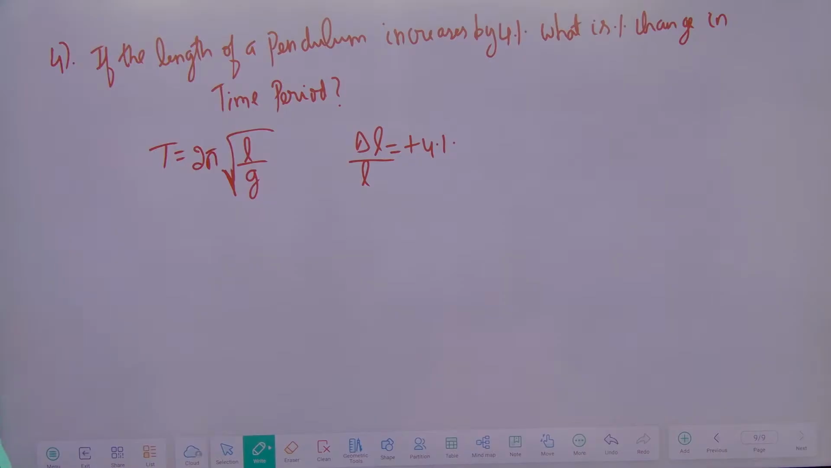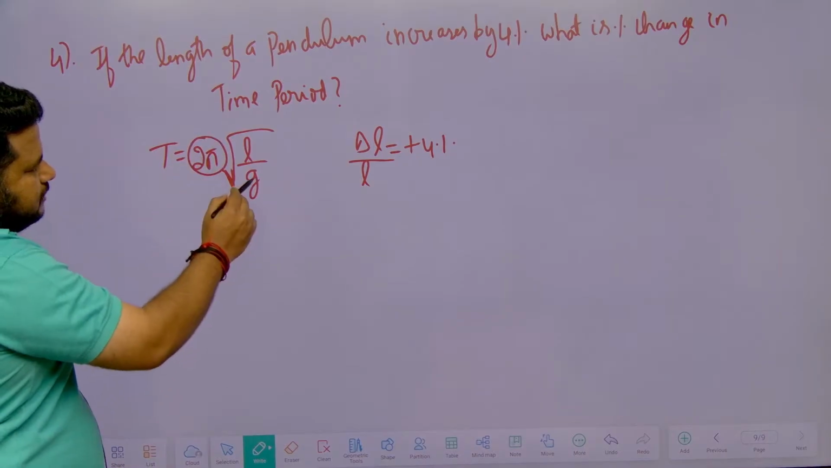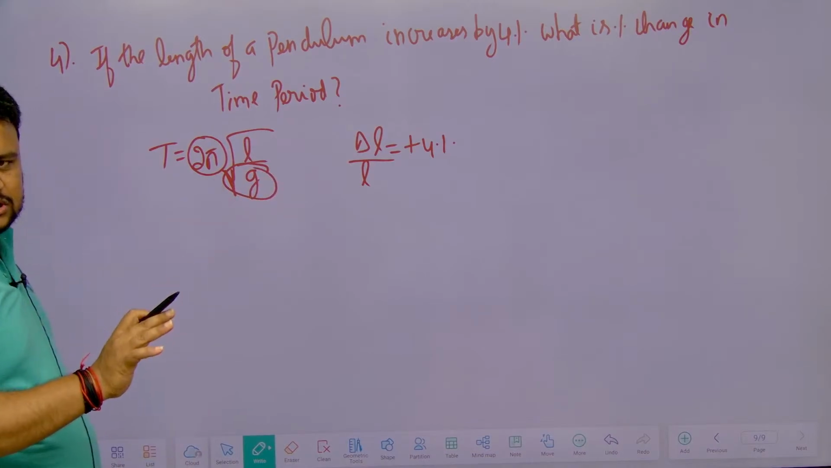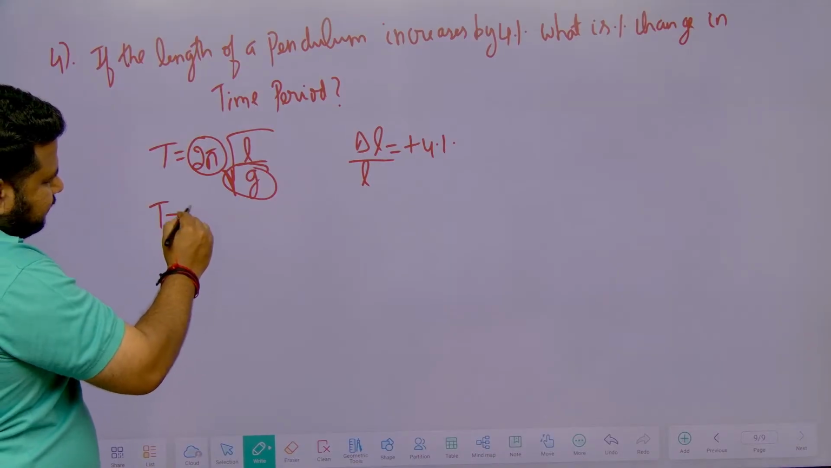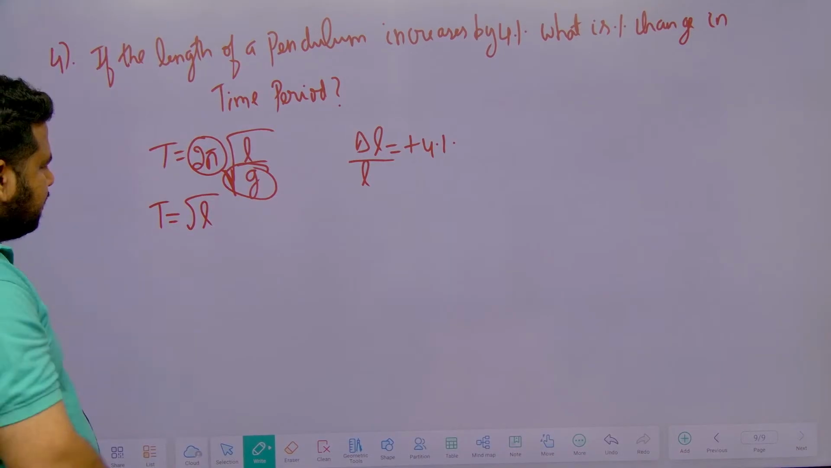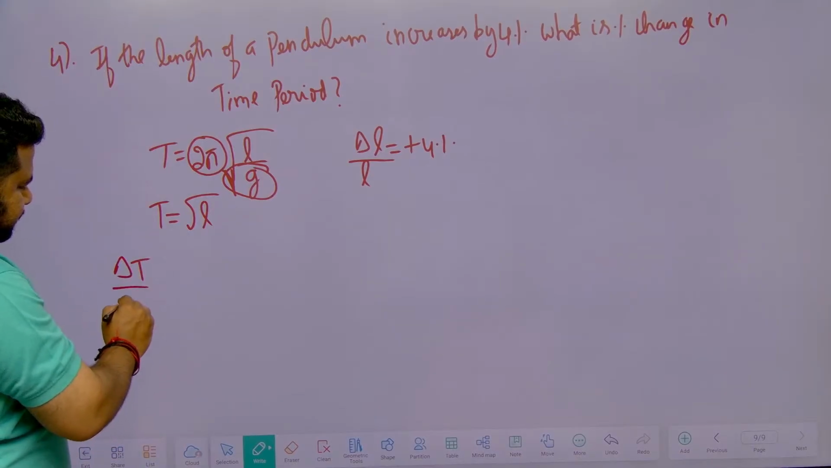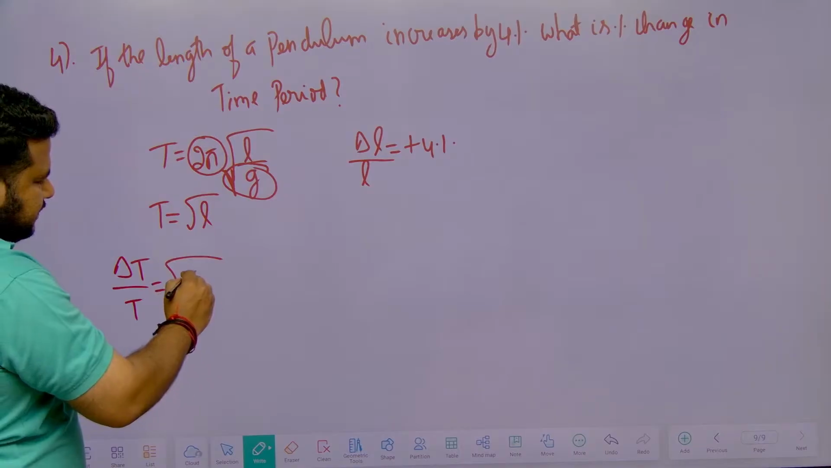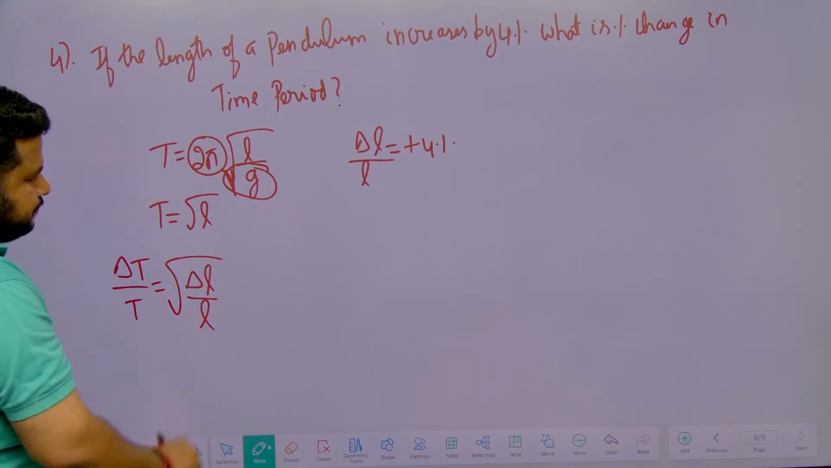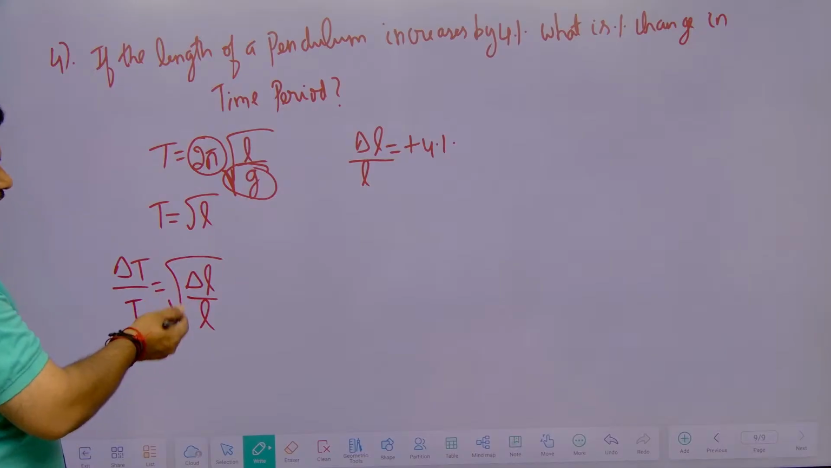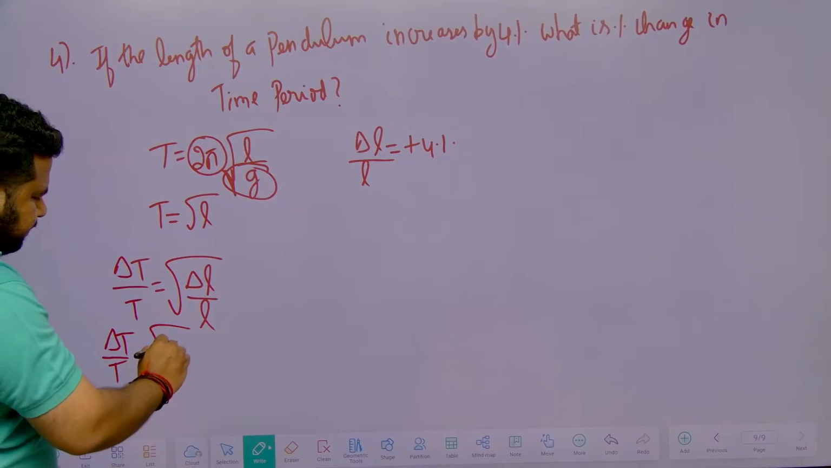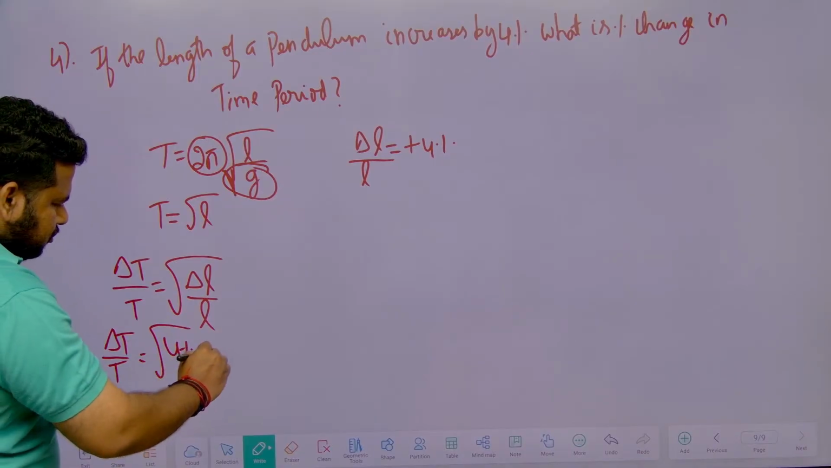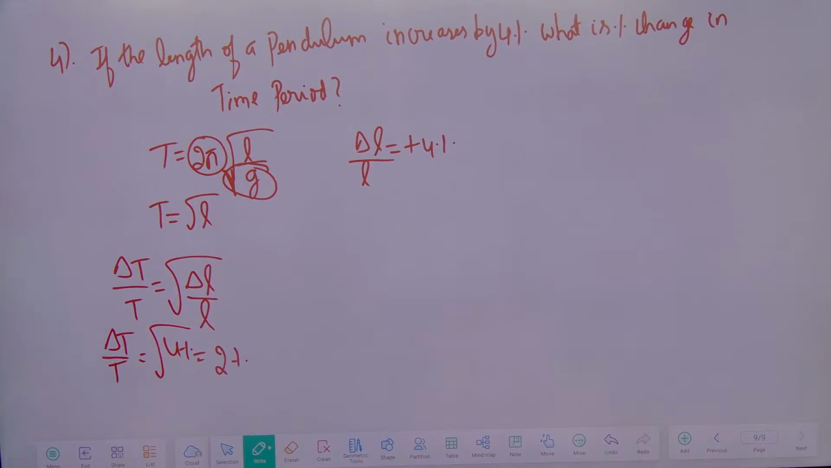Here what are the things that are constants? 2 pi is constant, G is also constant. So we will remove all these constants, we will keep only what is variable. So T is directly proportional to root L. Now delta T by T is equal to square root of delta L by L. So delta L by L is 4%. So delta T by T is square root of 4%. That is nothing but 2%. Understood? So the percentage change in time period is 2%.